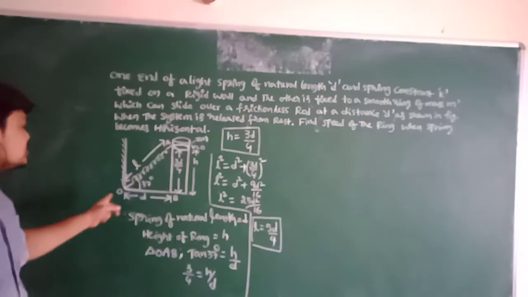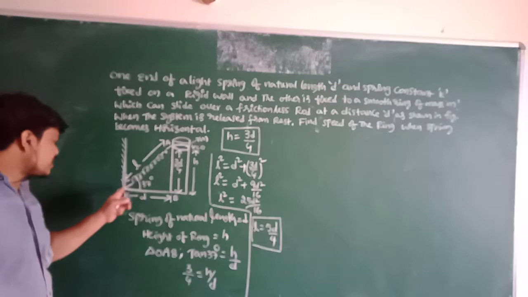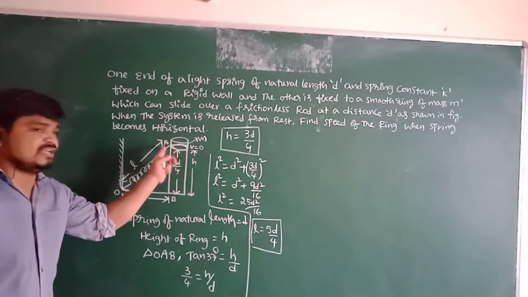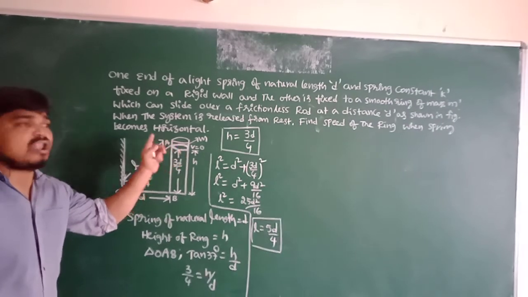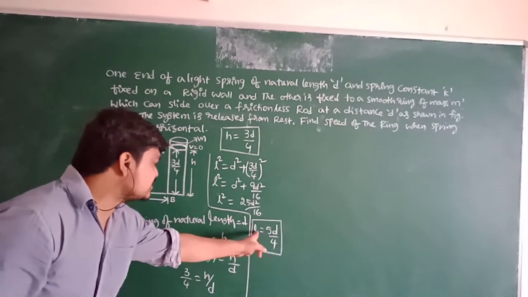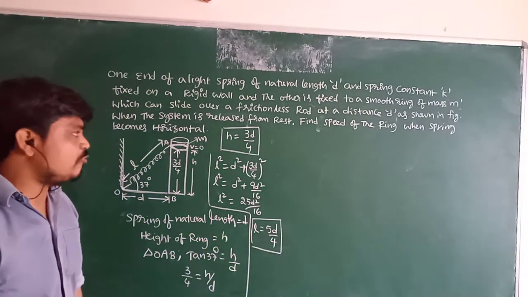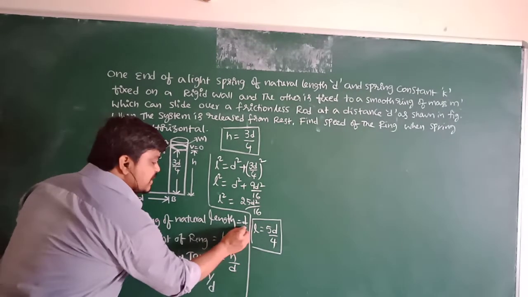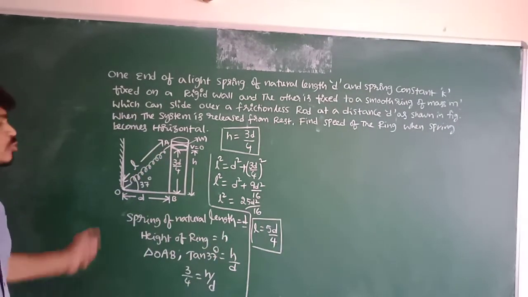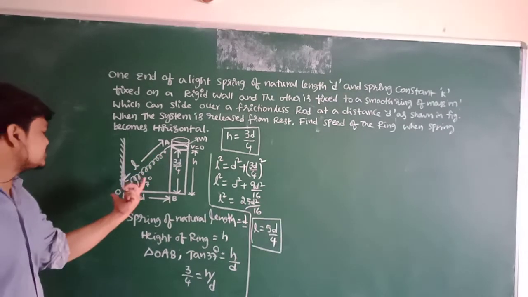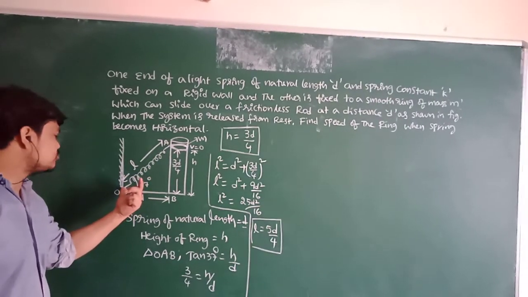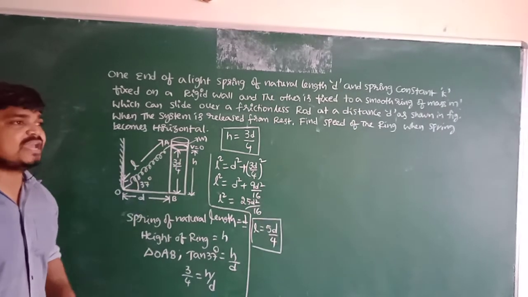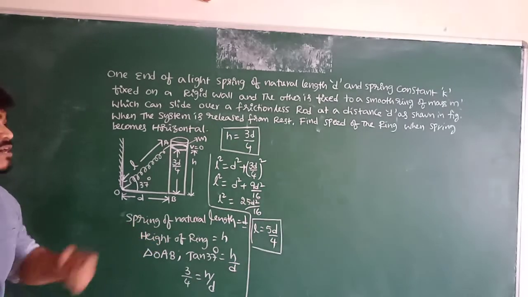This is the total length of the spring when one end is connected to the rigid wall and the other end is connected to the ring, along with the elongation. The total length is 5d by 4. What is the natural length of the spring? The natural length is d. So when we connect the spring with one end fixed to the rigid wall and the other connected to the ring at the point A, some elongation takes place.